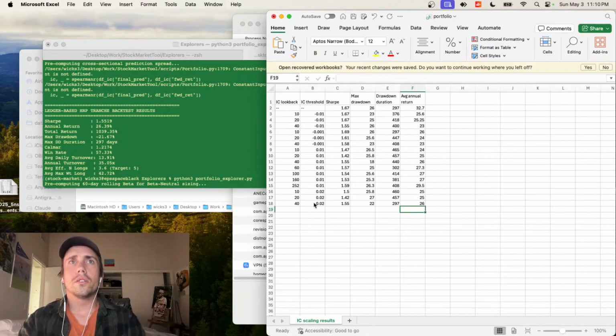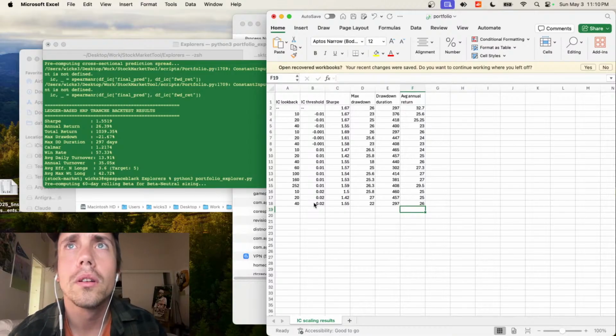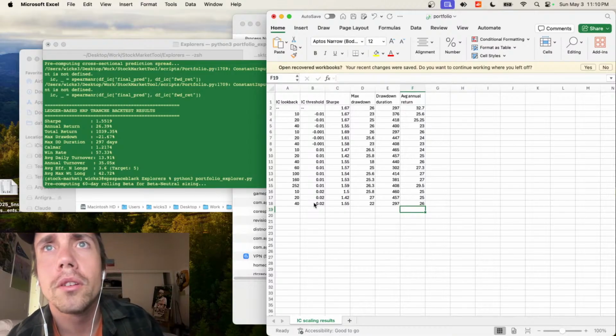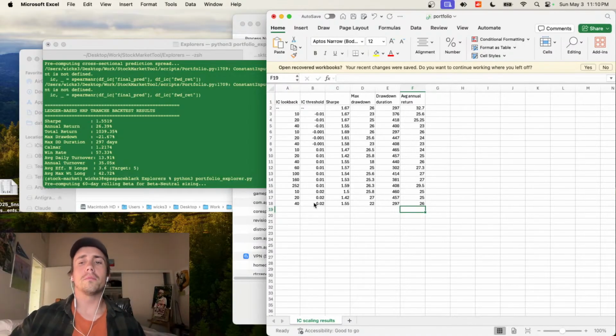So also at 297 days was 10-day duration, 0.001 threshold. That had a higher Sharpe. Same annual returns. Higher drawdown.